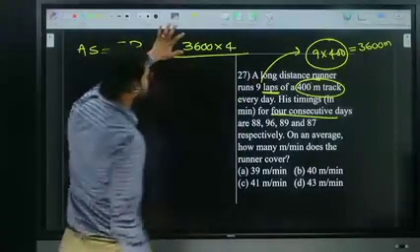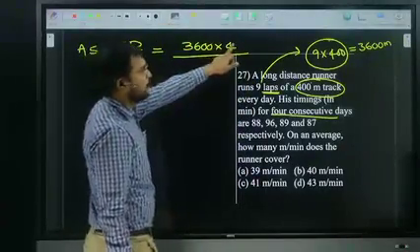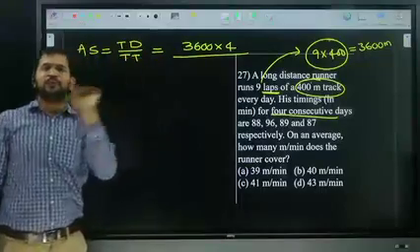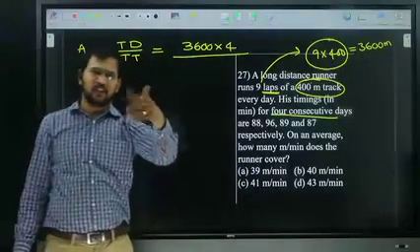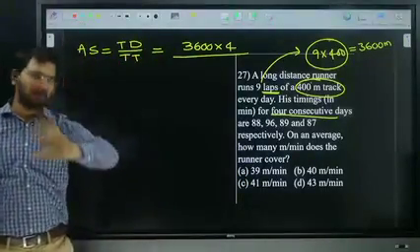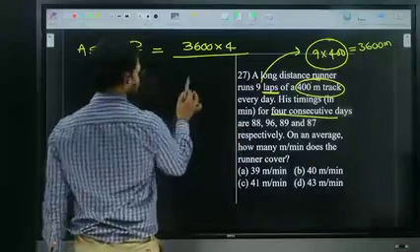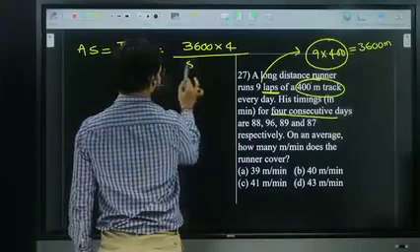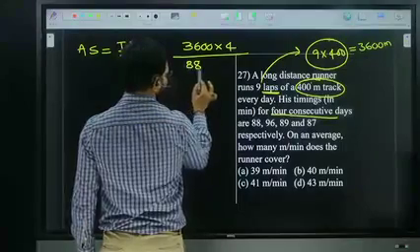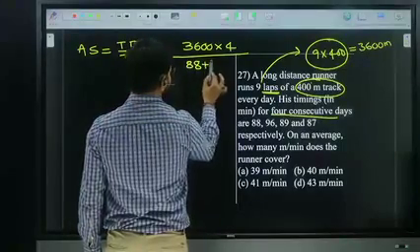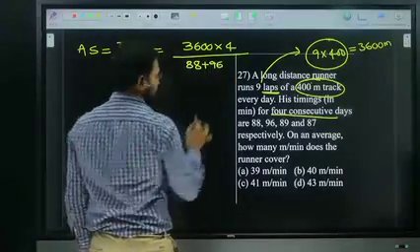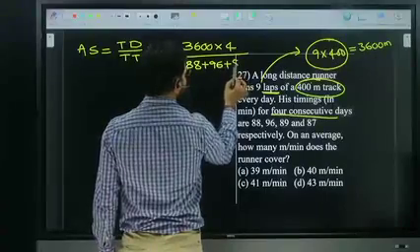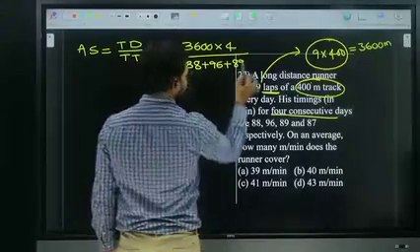So one day 3600 meters. Like that 4 days, that is 4 into 3600, which is the total distance. Total distance by total time. So here the timings given are 88, 96, 89, 87.